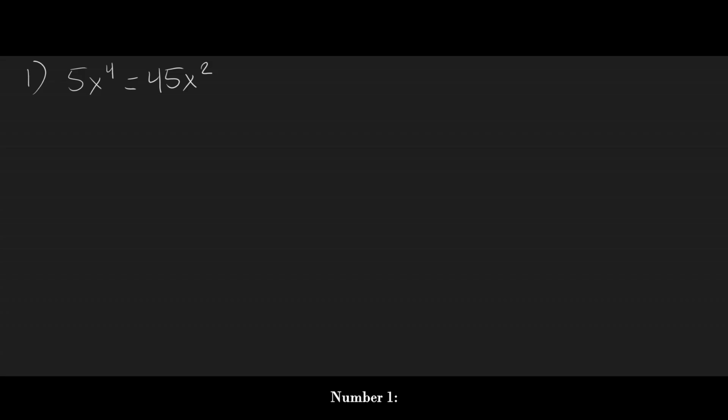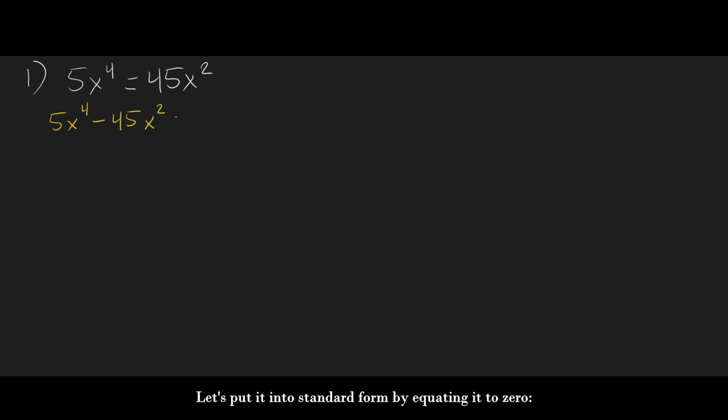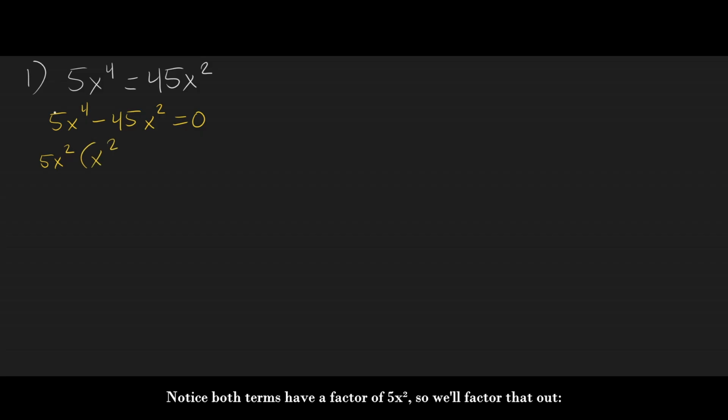Number 1. 5x to the 4th power equals 45x squared. Here we have a polynomial equation in degree 4. Let's put it into standard form by equating it to 0. 5x to the 4th power minus 45x squared equals 0. Notice both terms have a factor of 5x squared. So we'll factor that out. 5x squared times (x squared minus 9) equals 0.